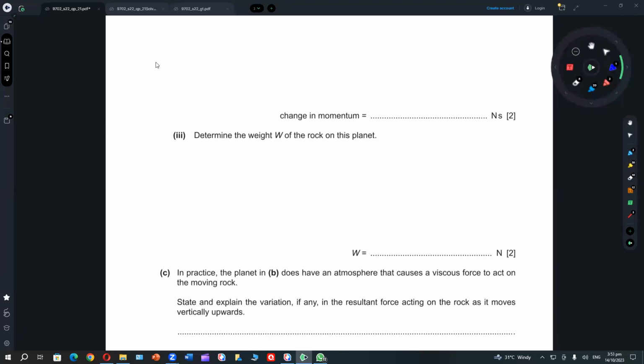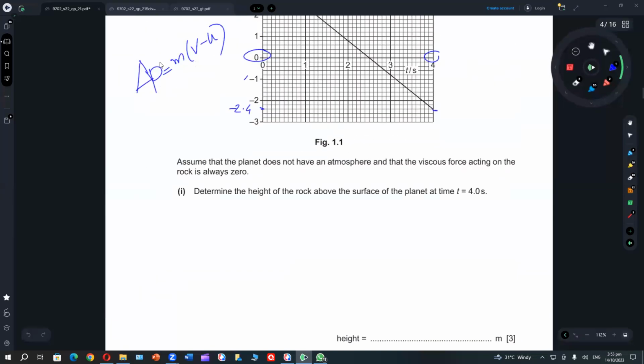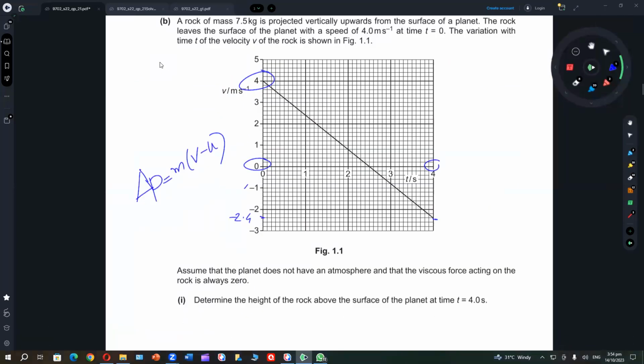Determine the weight of the rock on this planet. Weight of the rock on this planet, W is equal to mg. How can I get the g on this planet? G is the acceleration. So do you think that g will be the gradient of this line? If it's a velocity time graph, the gradient will be acceleration. So now find the gradient.